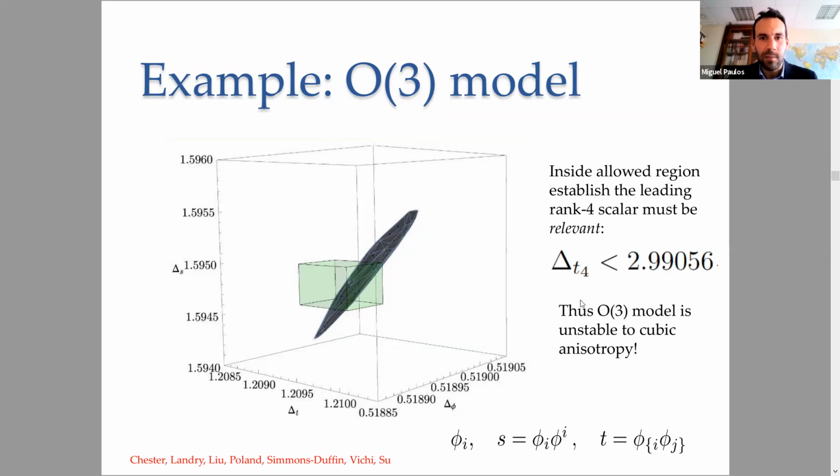Let me just mention something nice about this result, which is that inside this region, you can now optimize something else. For instance, you can establish a bound on the leading rank for a charged scalar, and you find that it has to be relevant. In this way, the bootstrap has now proven that the O3 model is unstable to cubic anisotropy. And look at the precision: you can get this bound with 6 digits accuracy. This is just to show you the current state of the art of the problem. Not only do you do this scan in this three-dimensional space, you can also get this very accurate bound, sufficient to establish this result.